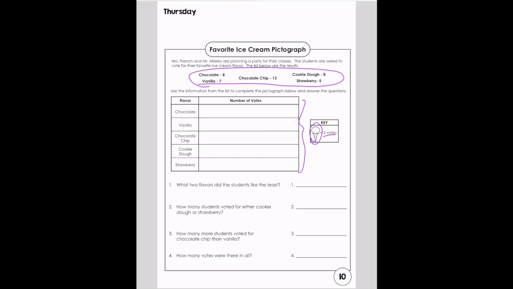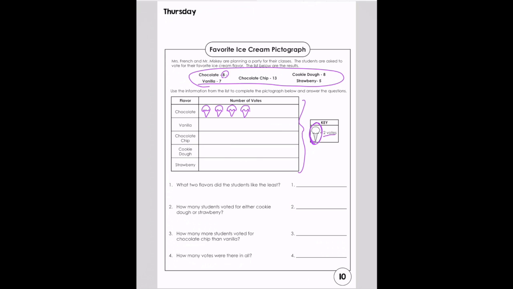So you're going to go ahead and draw the symbols to represent the amount of votes. Okay, so each ice cream cone is worth 2 votes, right? So how many ice cream cones would you be drawing for chocolate? So let's start with 1, which would be worth 2. And then if we drew 2, it'd be worth 4. And then we draw another one, 6. And then we draw another one, 8. Okay, so that represents 8. 4 ice cream cones represents 8.